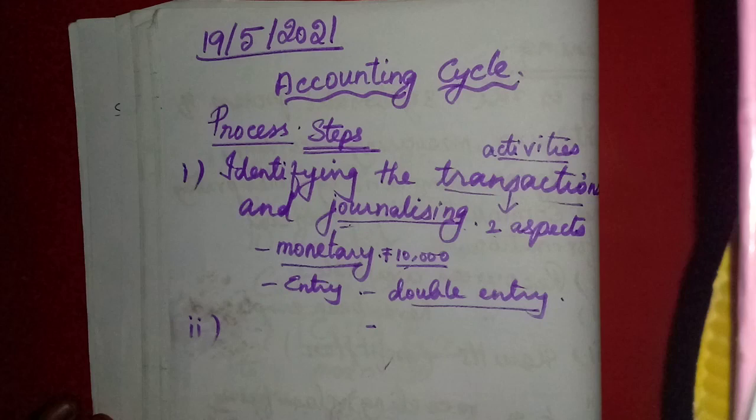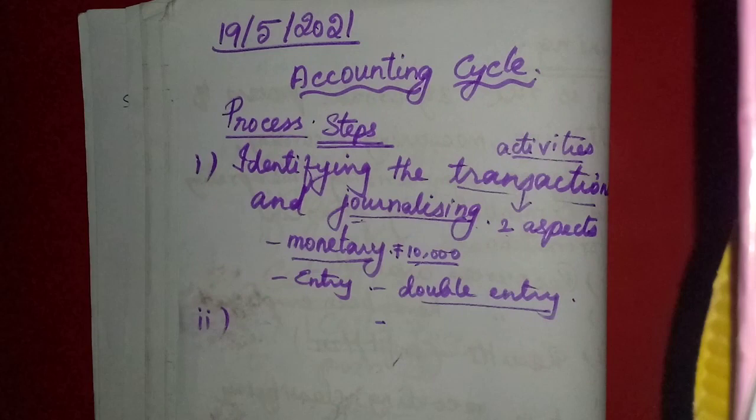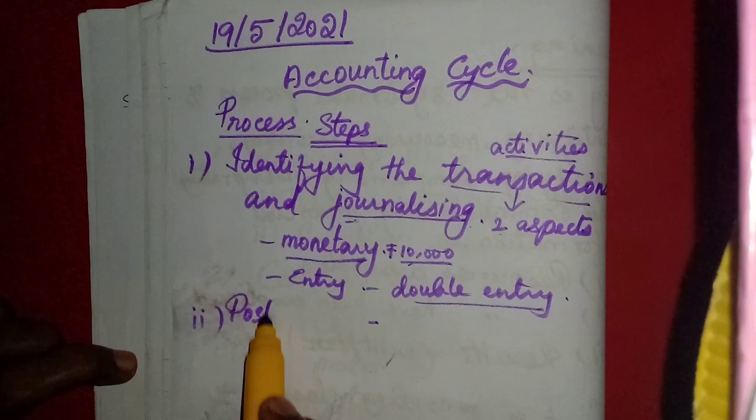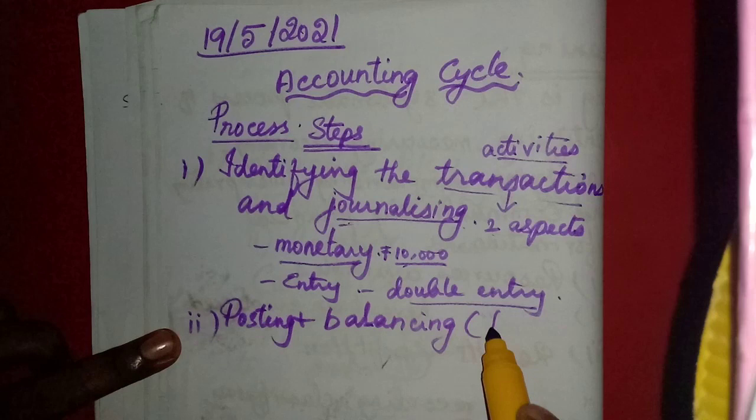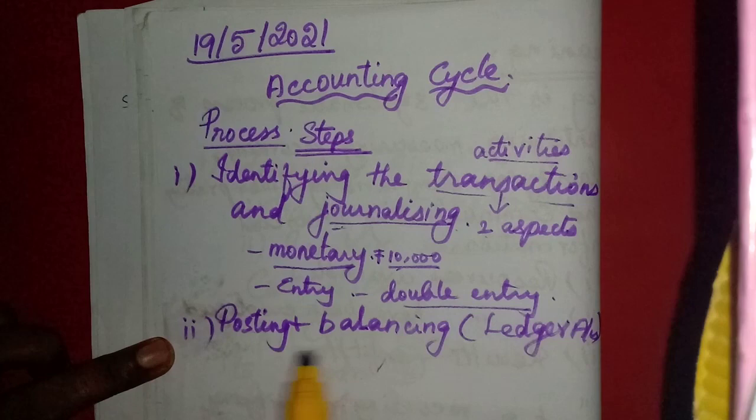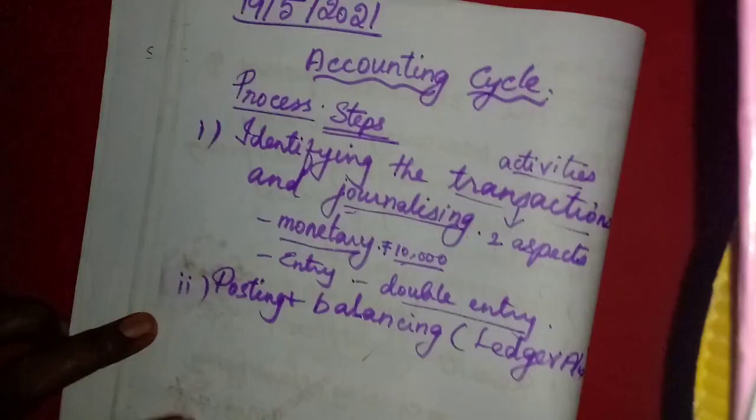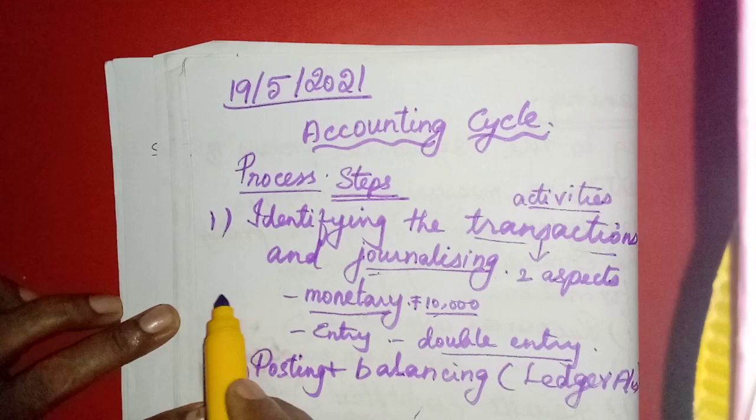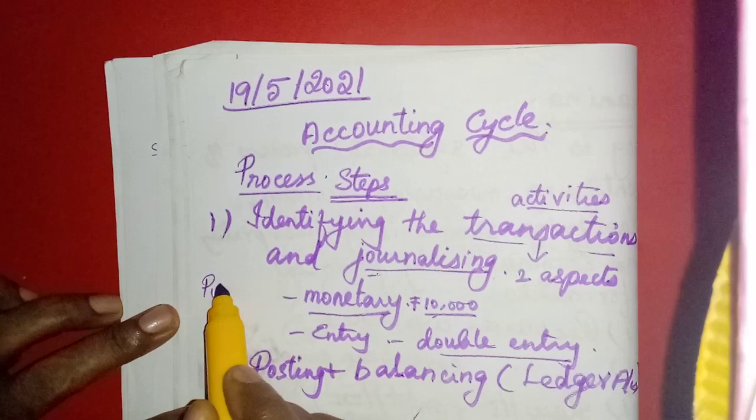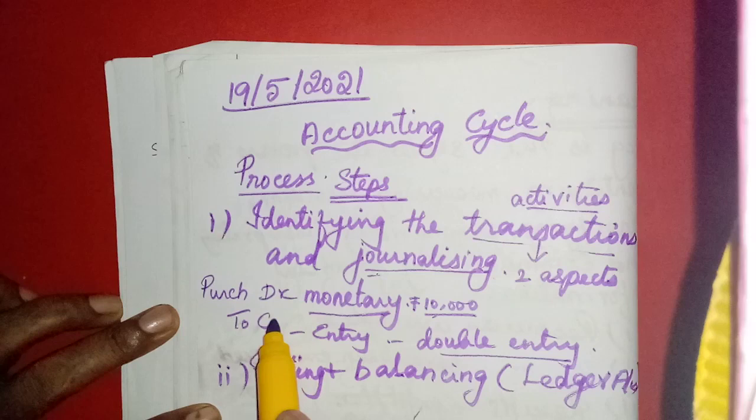Then, second step: posting and balancing. After preparing the journal entry, what do we have to do? We have to post them in the ledger accounts. That is called posting and balancing. Shall we write one journal entry here? Purchasing for cash. Purchases, that is one expense, isn't it? Purchases account debit to cash, the same 10,000.